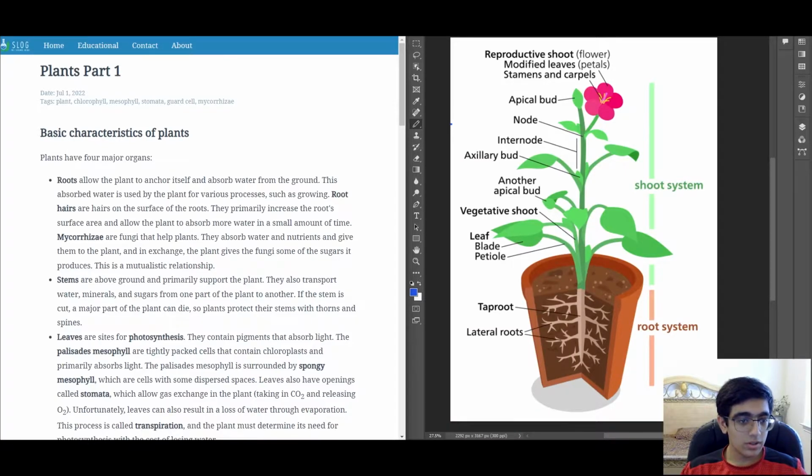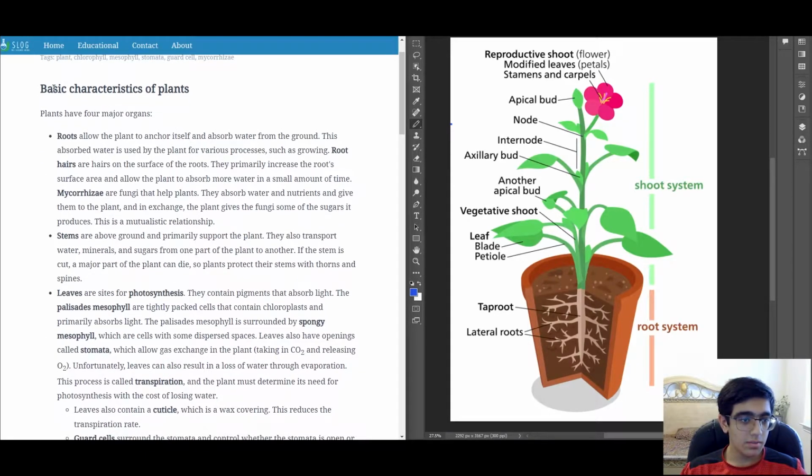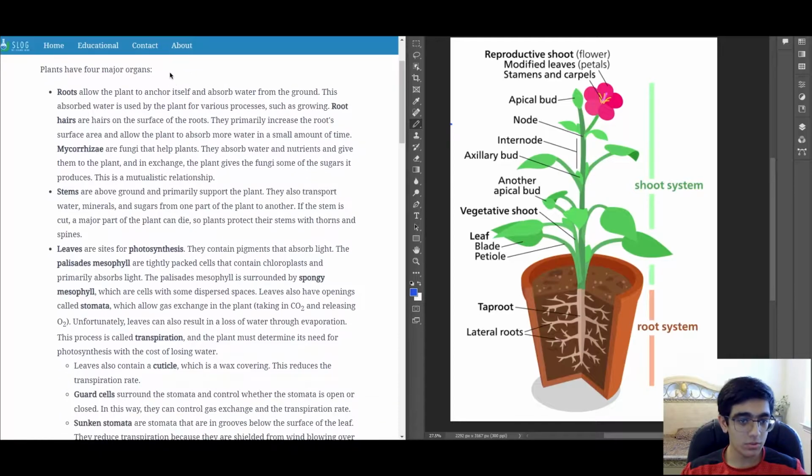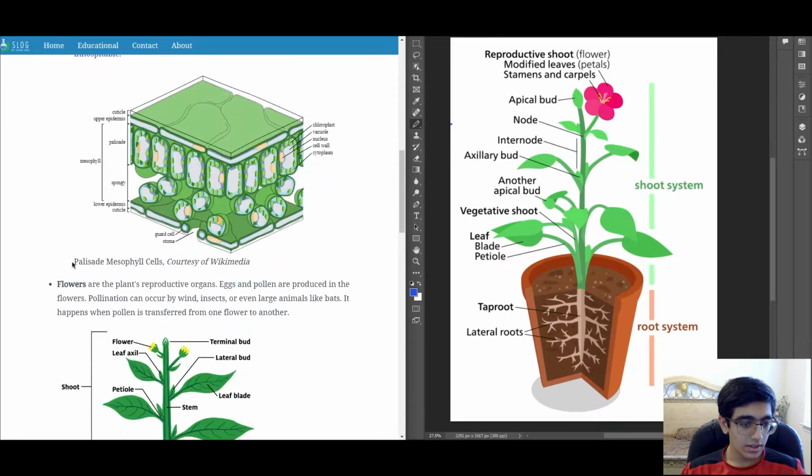Today, we are going to be looking at plants. First, we're going to be examining the basic characteristics of plants. Plants have four major organs: the roots, stems, leaves, and flowers.